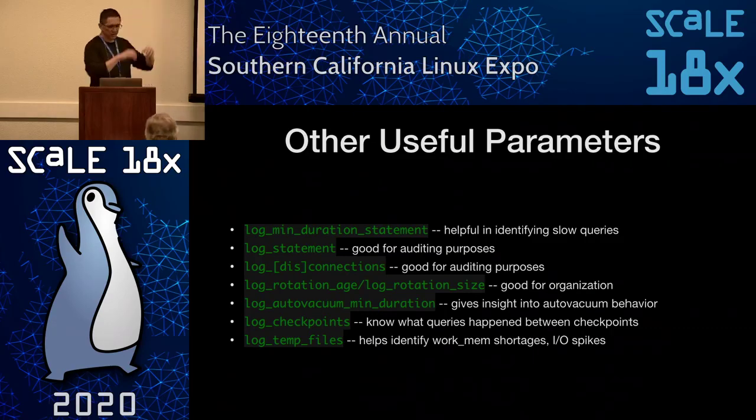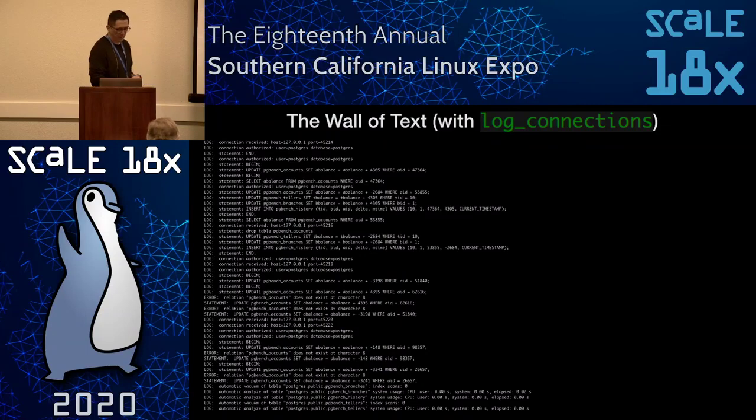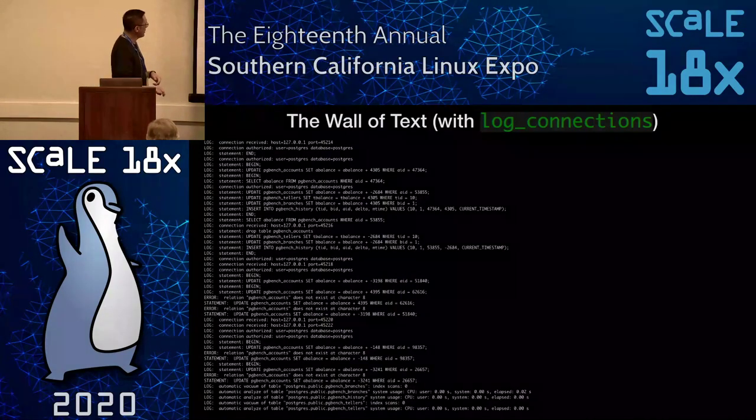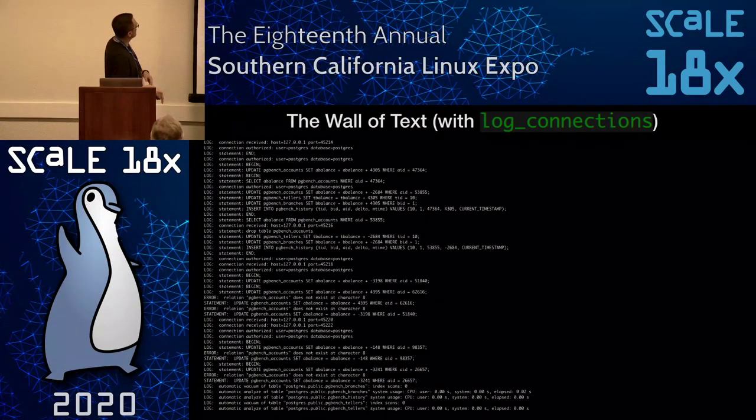So let's say I turned all this on. I set my log line prefix to what I like. So now I try again, and okay. So now I've got this line. Now where is this thing? Sorry, I'm having trouble with the two. Here it is. Drop table of pgbadger accounts.